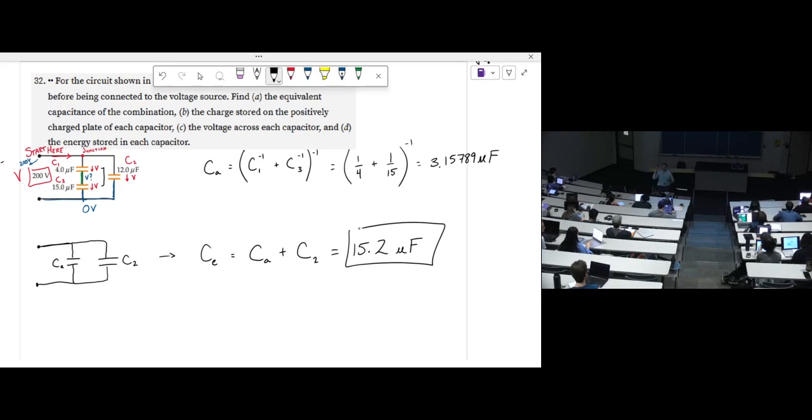So as far as the 200 volt power supply is concerned, it just sees a 15.2 microfarad capacitor. You could take out these three capacitors in this configuration, drop in a lone 15.2 microfarad capacitor, and you would have the same circuit, or at least the same as far as the power supply is concerned. Okay? Any questions on how we at least calculated the equivalent capacitance?